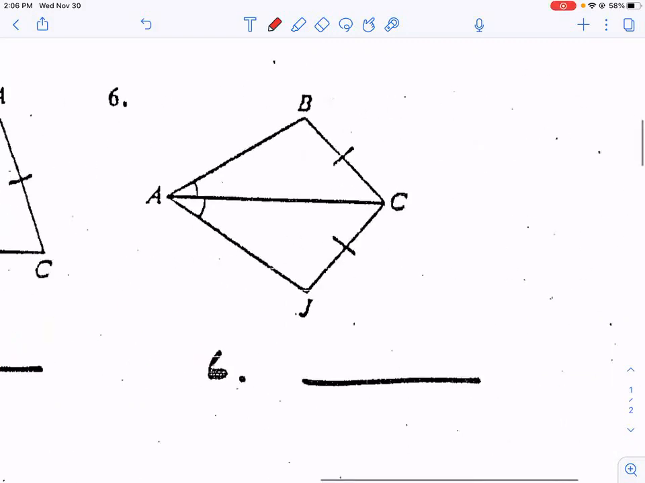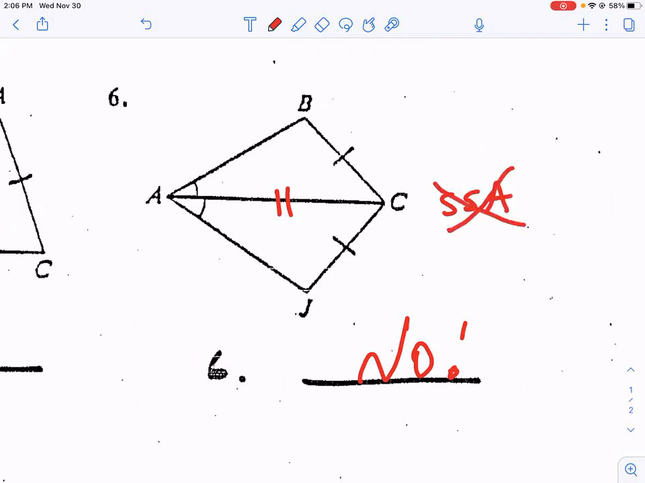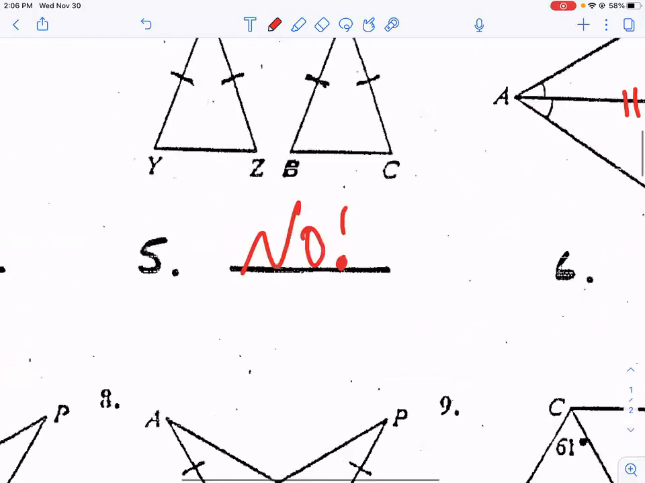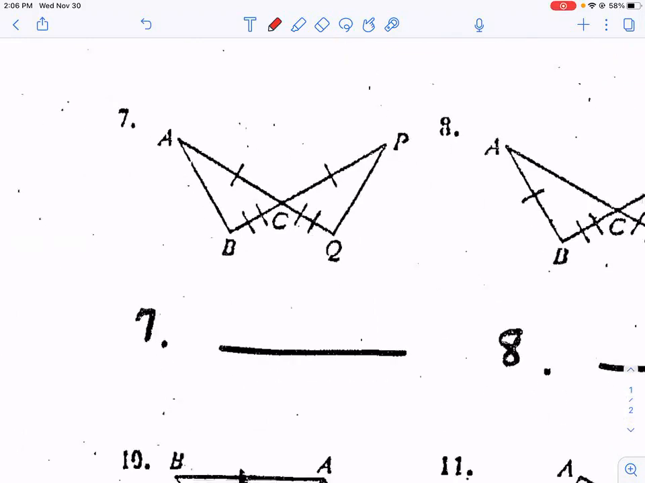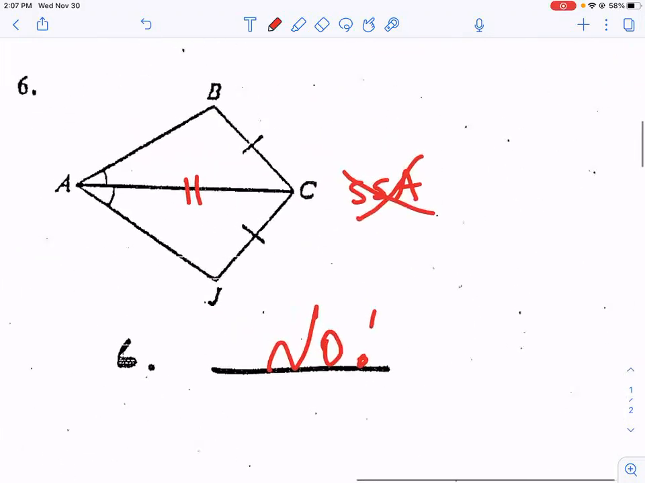Okay. Number 6, Carson. Why? You can have AFS. Or SSA. We're gonna call it SSA. Is that okay? Okay. No donkeys in math. Okay. Number 7. Because it spells a bad word.